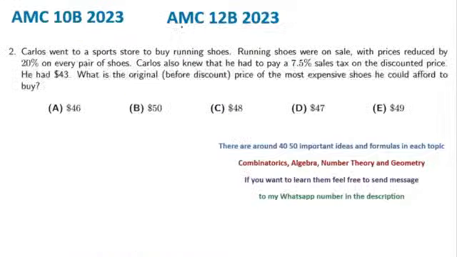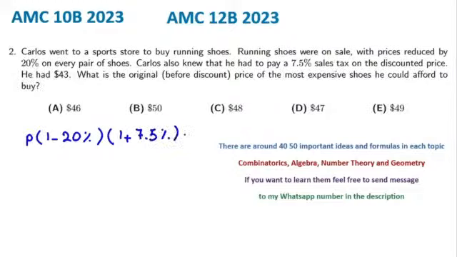Second problem of AMC 10B 12B 2023. Carlos went to a sports store to buy running shoes. Running shoes were on sale with price reduced by 20% on every pair of shoes. So if the original price is P, then because of this discount, we should multiply it by 1 minus 20% after the discount. Then it says Carlos also knew that he had to pay a 7.5% sales tax on the discounted price.